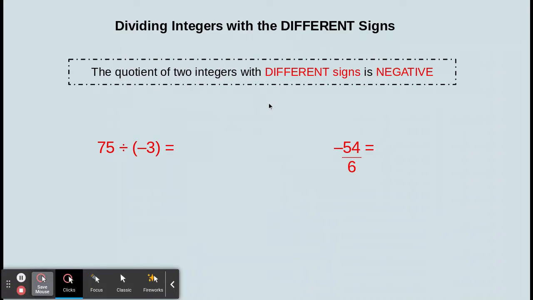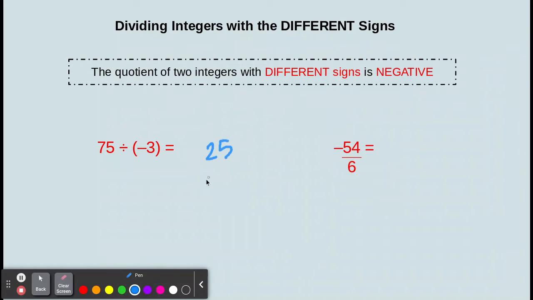And you guessed it, when you have different signs, the answer is going to be a negative. So for this one here, 75 divided by 3 is a 25, but since they're different signs, our answer must be negative. Negative 54 divided by 6 is a 9. Since 54 is negative and 6 is positive, our answer needs to be negative. Different signs negative, same signs positive.